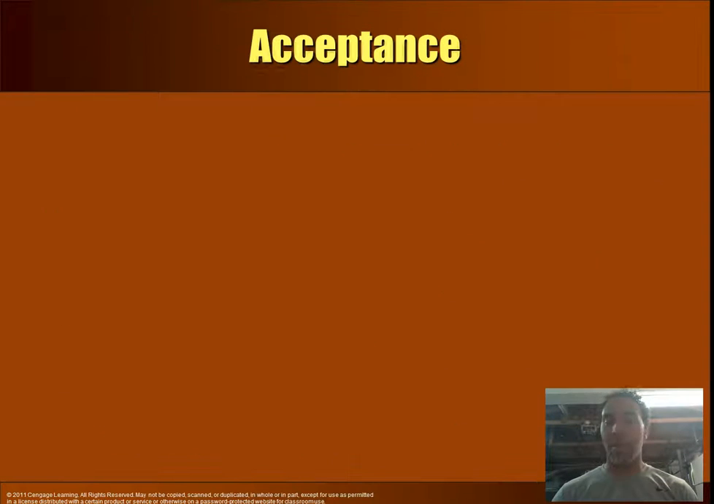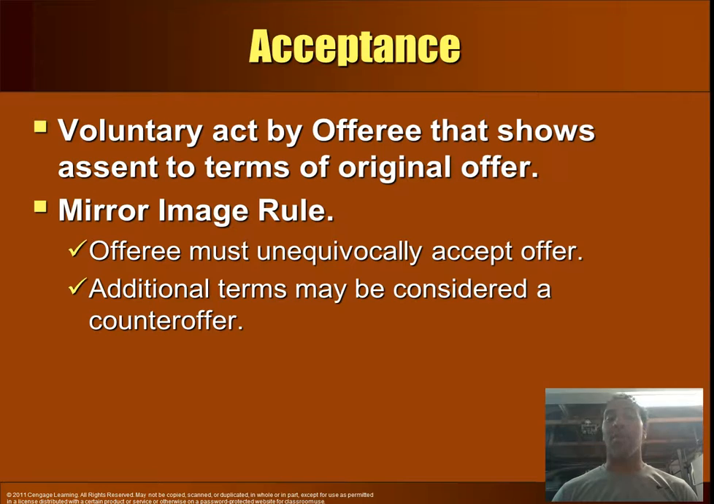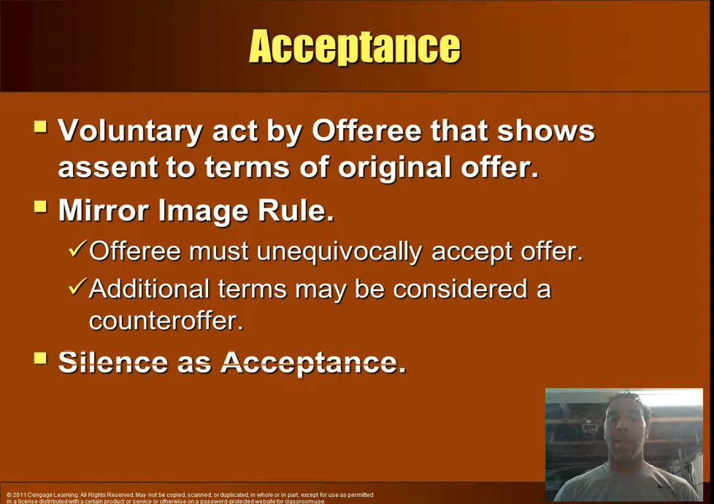Acceptance, so the voluntary act by the offeree that shows assent to the terms of the actual original offer. You have the mirror image rule that we discussed earlier. Offeree must unequivocally accept the offer. Additional terms may be considered a counter offer. So you get a job offer, and then you say, hey, I like the job offer, everything's good except I want these 3 things added.